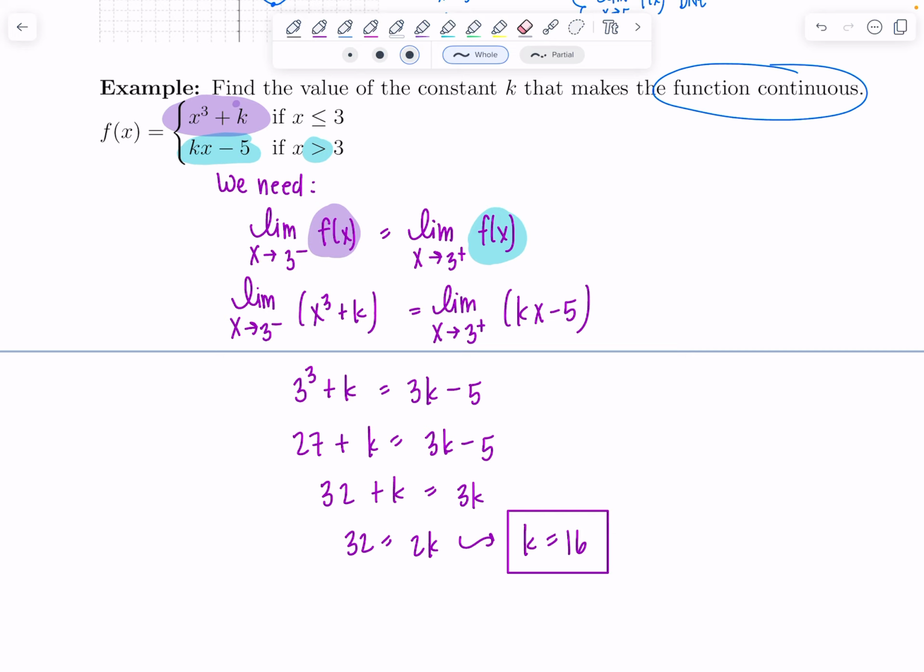I hope you enjoyed it. And continuity is a topic that's difficult for a lot of students, so just make sure you put to memory the 3-part definition as well as our rule, which is also a theorem in some texts, that tells us that polynomials, exponential functions, logarithmic functions, rational functions, root functions are continuous on their domains.